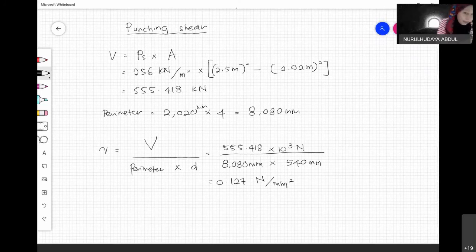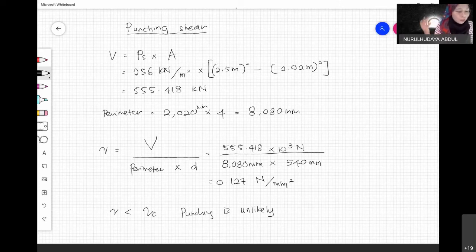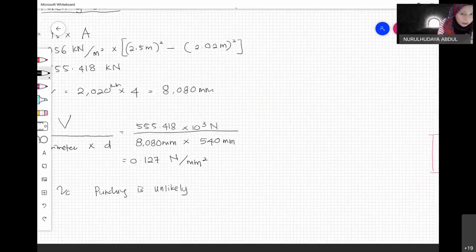Obviously V is less than VC. So which means that punching shear is unlikely to happen. Sebenarnya kalau kenapa punching shear ni happen, sebenarnya you tak provide enough effective depth. Maksudnya you punya mungkin too shallow lah. Okay. Back footing you mungkin terlampau shallow, terlampau thickness dia tak cukup. Okay. Ataupun effective depth dia tak cukup. So that's why akan terjadi punching shear. Mungkin you punya it's unlikely to occur and 600 mm depth is acceptable.